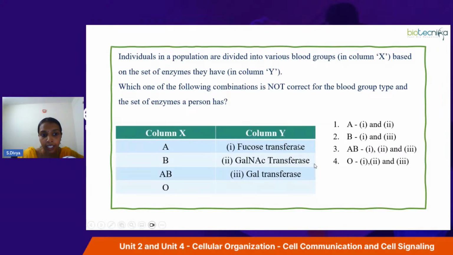Next question. Find out the incorrect match among the blood group. So normally we have a tendency that when we read the questions, we go on very quickly. We forget whether it is mentioned incorrect or correct. So always read the questions thoroughly. Find out the incorrect combination from here. I hope whoever has given the incorrect answer is able to understand why you went wrong.